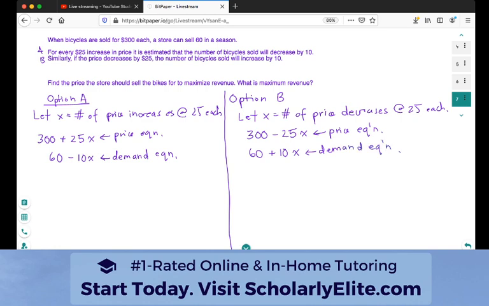All right, ladies and gentlemen, so let's go ahead and create that revenue quadratic equation that we started with. So (300 + 25x) times (60 - 10x). And let's just go ahead and do that. So 300 times 60 gets to be some crazy numbers. So then 300 times negative 10.